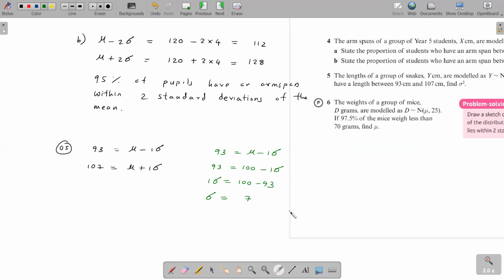You could even get that same answer even if you tried from this. Even if you tried 107 equal mu is 100 plus 1 sigma. 107 minus 100 is 7. 7 equals 1 sigma. Okay, so even from this, we get the answer. So just do one of the two things. You don't need to work with both.